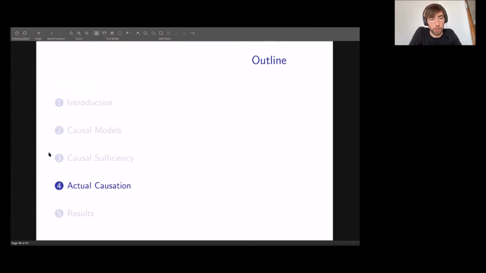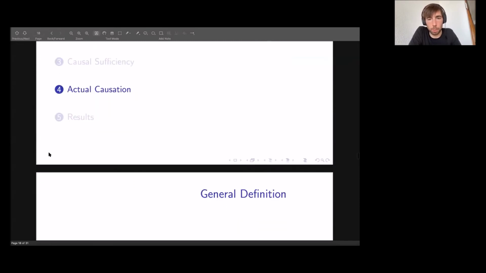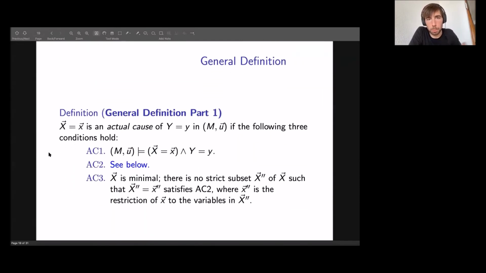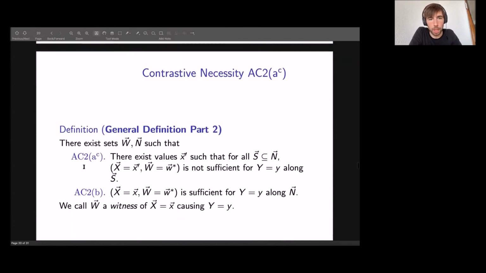Good. Now we've got sufficiency, and like we've already seen, that was essentially what we needed to define actual causation, so we can just plug it in. Remember, this is the first part of the general definition of actual causation, and what was required was to fill in AC2. So that's what we are going to do right now. There are 2 conditions, as I pointed out, the sufficiency and necessity condition. I'm going to start with one interpretation of necessity, which is contrastive in nature. Or you could also say it's counterfactual in nature, because it explicitly refers to counterfactual values of the candidate cause. So it refers to values x prime.